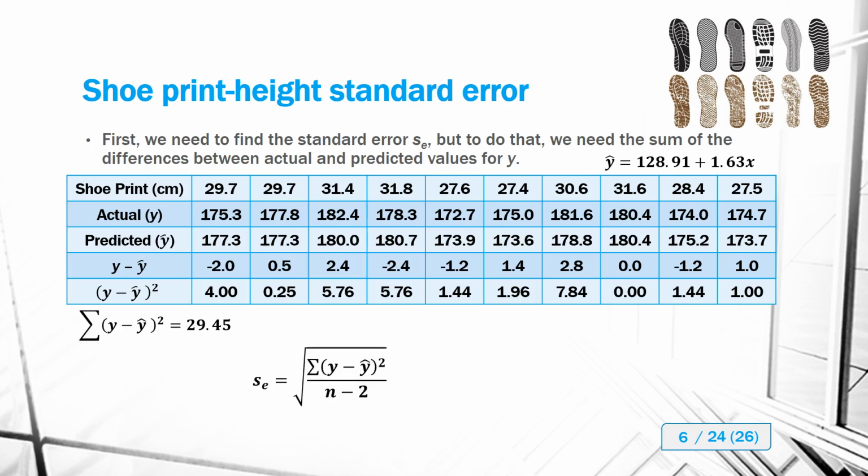This is a value that I need to calculate my standard error, as you see in the equation here on the screen. So now I just substitute in what I know. I have a sample size of 10, so therefore 10 minus 2 is on the bottom, 29.45 on the top. Divide out, take the square root, and out comes 1.919. This is my standard error estimate.